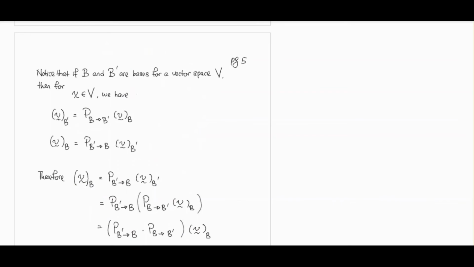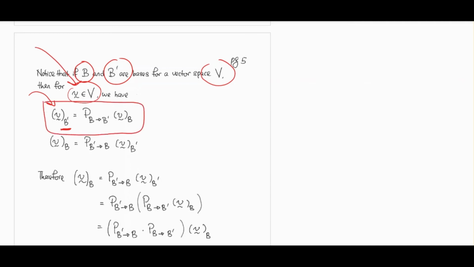Okay, so let's look at another fact before we move to the next example. So suppose you have bases B and B prime. These are bases for a vector space V. So let's take a vector again from that vector space, and let's write the coordinates, right? The coordinates of this vector relative to B prime. And we know from before, this coordinates is related to this coordinate, exactly like this, through this transition matrix.